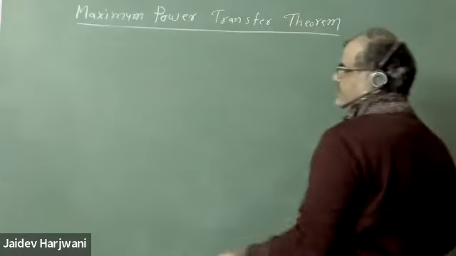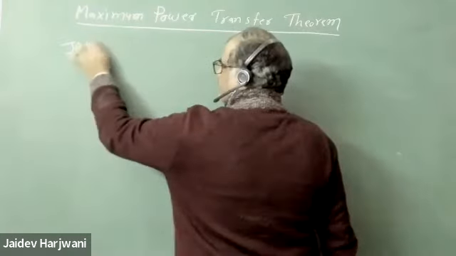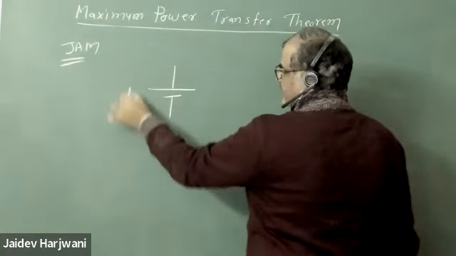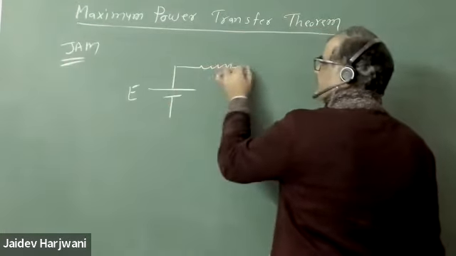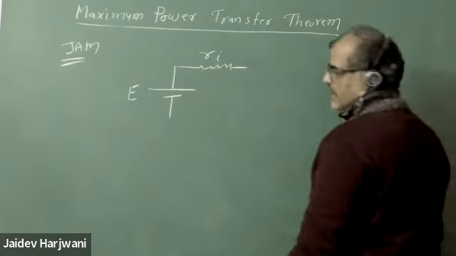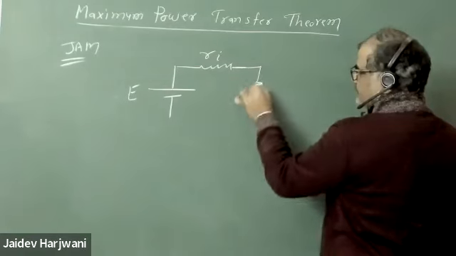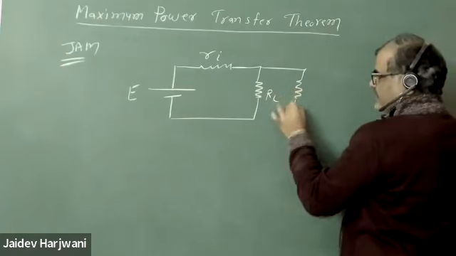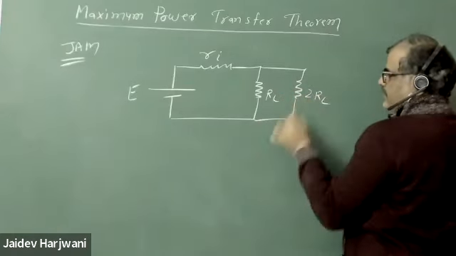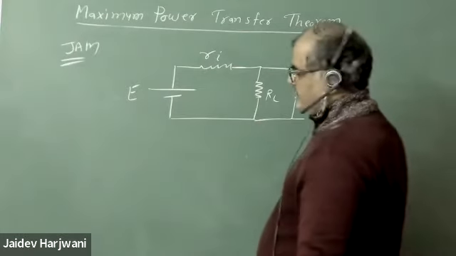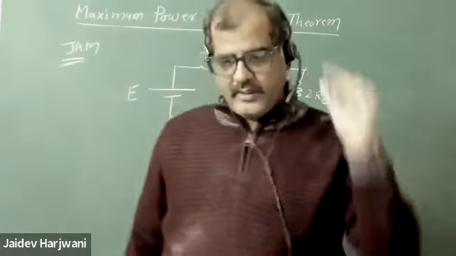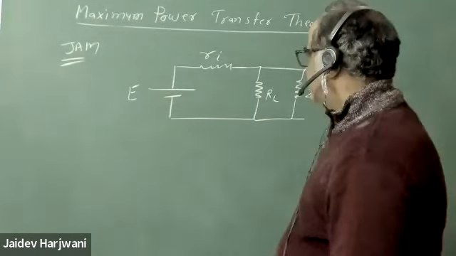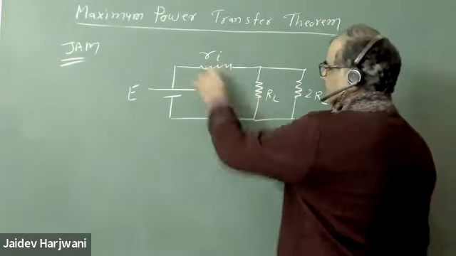This problem came in JAM. So what they have given is a battery, say E, and the internal resistance of this battery is Ri. Two resistors are connected like this, RL and 2RL. So they ask, what is the value of RL for maximum power transfer, or whatever you can find? So what is the value?